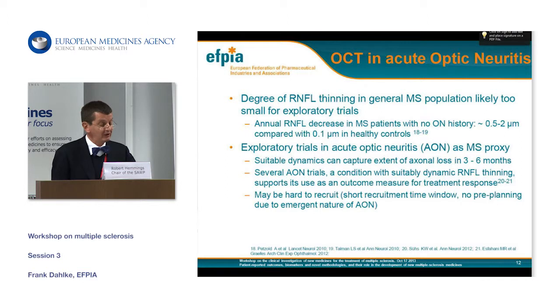The population, again, it's early days in that regard. The population to pick is probably tricky at this time. Certainly for exploratory trials, it may be premature to go directly into the general MS population, because the rate of change, as it is currently detected, may be too little to do that in a 1-year study or so. So in the longer term, that may be feasible. So one could consider exploratory trials in acute optic neuritis as a multiple sclerosis proxy, where the changes of the dynamics of RNFL or ganglion cell layer may be in a reasonable time frame.